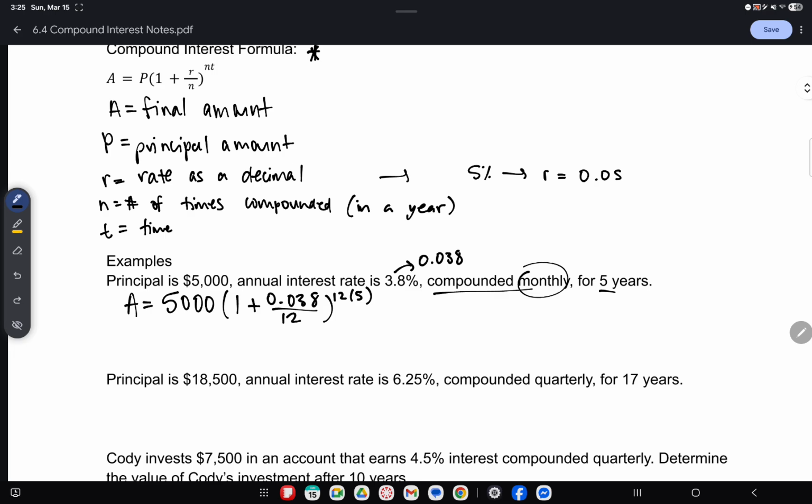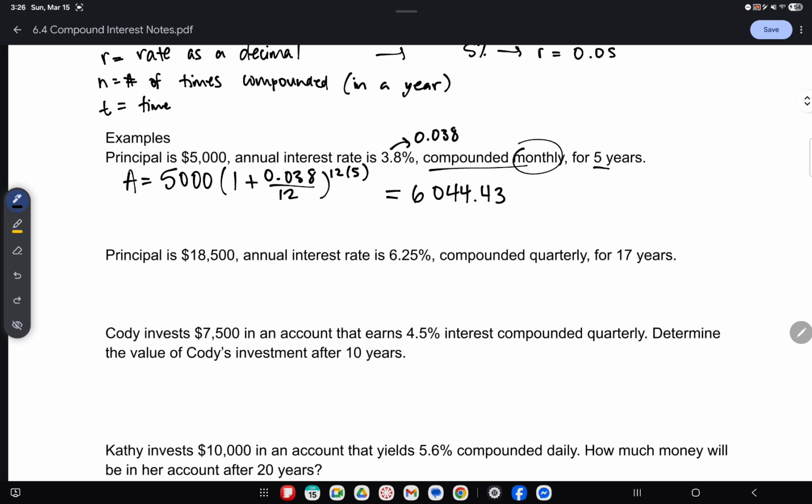If I'm doing it in my phone calculator, I do it inside out. So I go 0.038 divided by 12 first. Then I add 1. Then I raise it to the exponent. If that number is easy to do, I go ahead and do that. So 12 times 5 is 60. Then I get that number, and then I multiply it by 5,000. And I get a final answer of 6,044. And since we're dealing with money, I'm going to round to 2 decimal places. So 43.